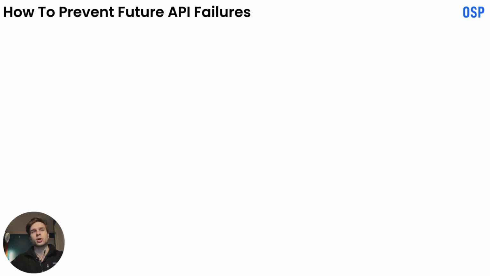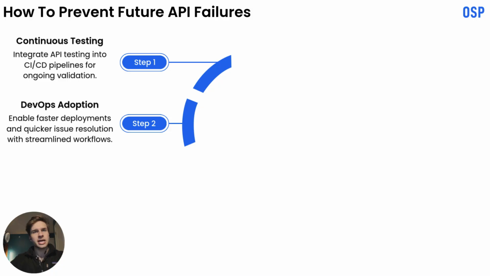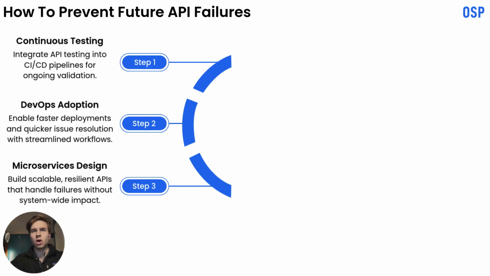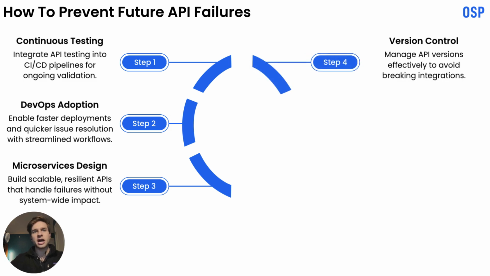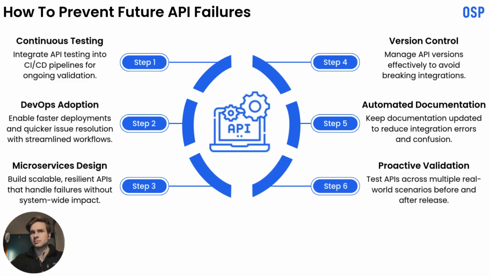How to prevent future API failures. To prevent future failures, integrate continuous healthcare API testing services and tools for healthcare into your development process using CI/CD pipelines. This allows you to validate your API continuously in various conditions. Adopt a DevOps culture for smoother deployments and quicker responses to any issues that arise. Using a microservices architecture will also make your API more scalable and resilient, reducing the risk of failures under heavy loads. Additionally, ensure API version management and automated documentation to minimize integration errors and keep systems aligned.